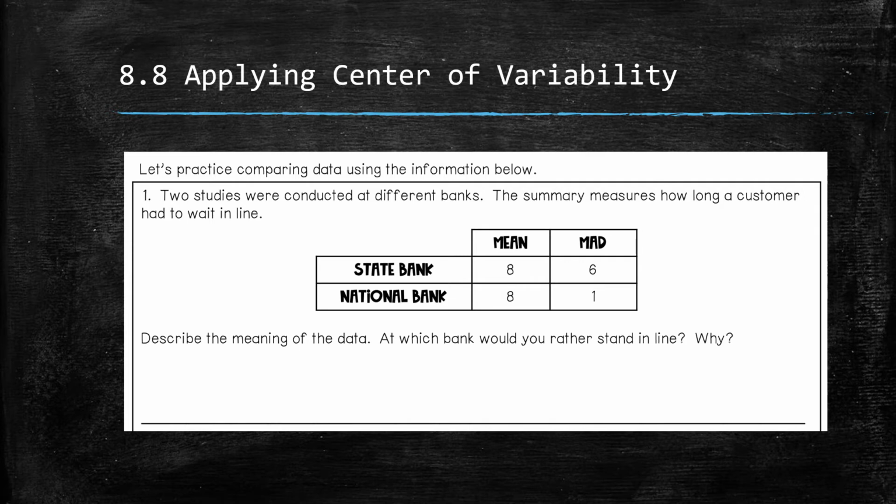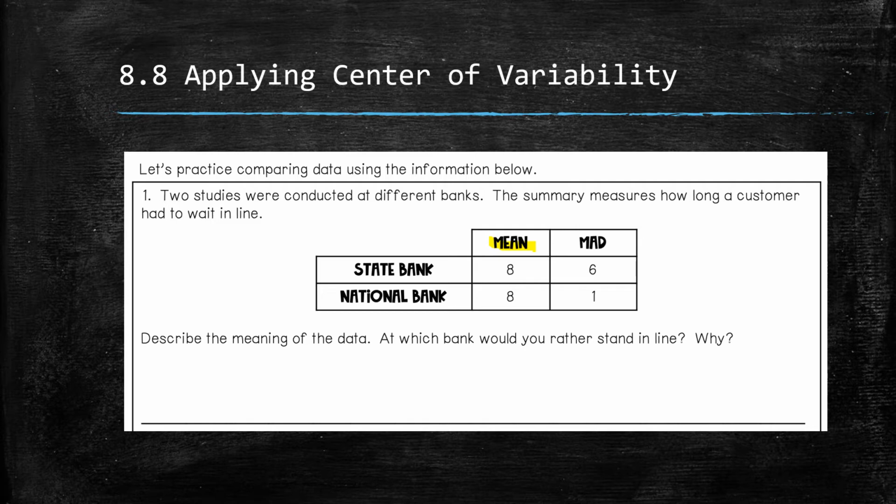A study was conducted of 2 different banks and the wait time in line for customers, how long they had to wait. We're going to describe the meaning of this data, and then we are going to determine which bank you would rather stand in line for and why. The mean, the average for both banks, is the same, 8. So that doesn't give me enough information to determine which bank has a better wait time.